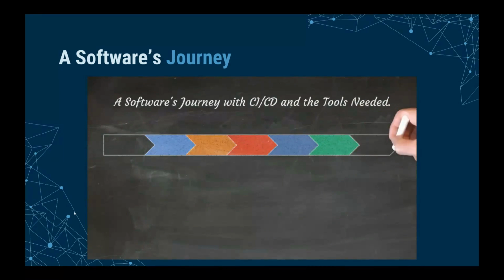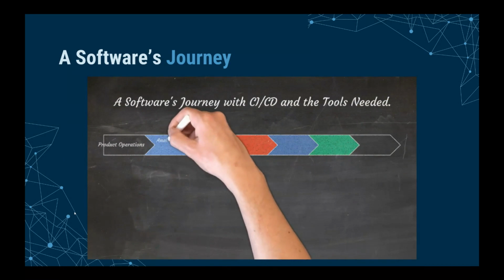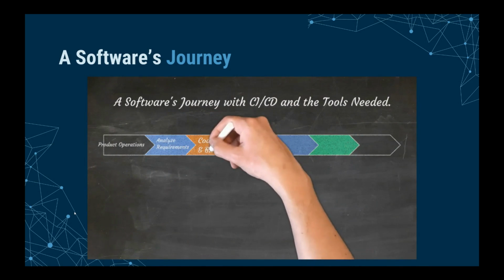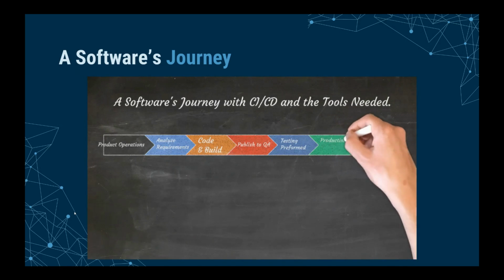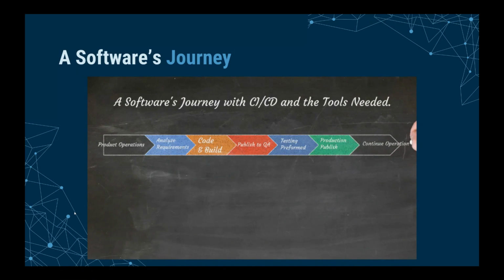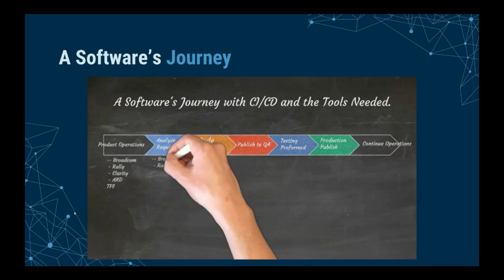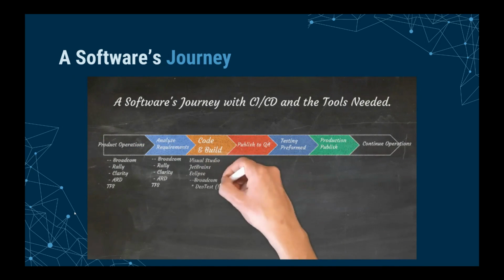Now, if you think about it, we kind of mentioned them, right? But what are the processes? So product operations, analyze requirements, build, test, and deploy, publish to QA, do some more testing, and then we're going to push it all the way to production, which is then consumed by your developers. So where do these tools fit into play?